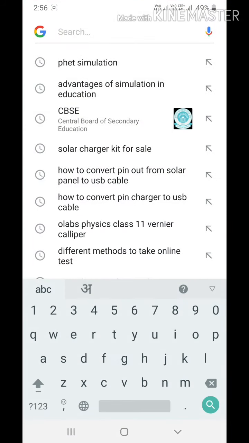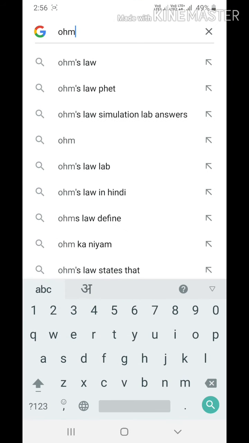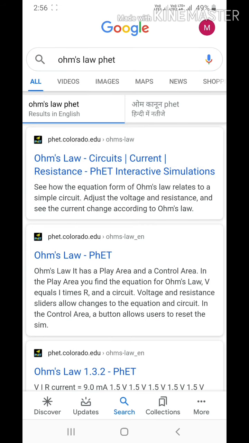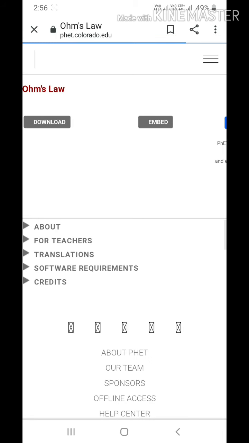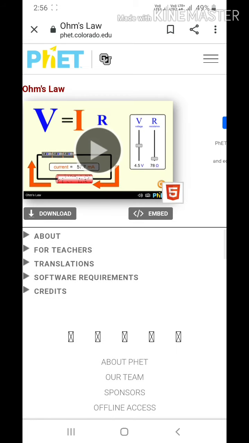I will write here Ohm's law simulation, Ohm's law PhET. There is an Ohm's law simulation. Directly we are going to the Ohm's law on the same site. Now what we are seeing here is a battery being connected with a resistor.